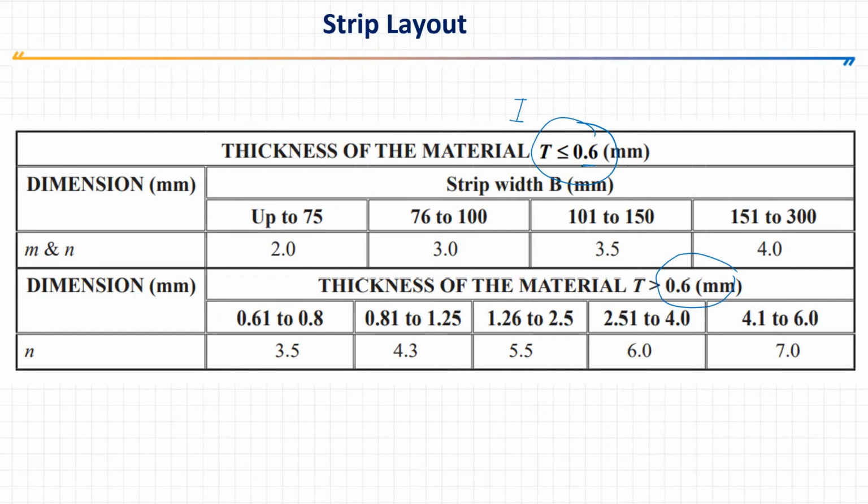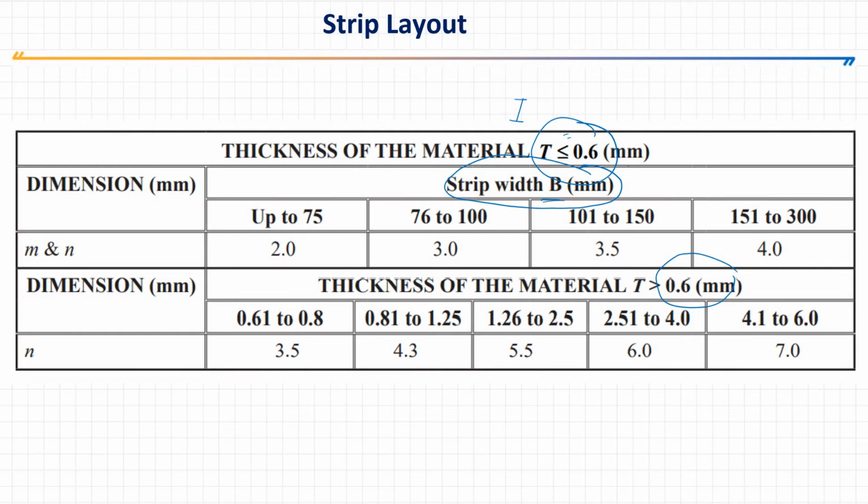At that time we will go to the blank width. If the sheet thickness is less than 0.6, whether it is 0.5, 0.4, or 0.3, we will forget about the sheet thickness and come to the sheet width, the blank width.